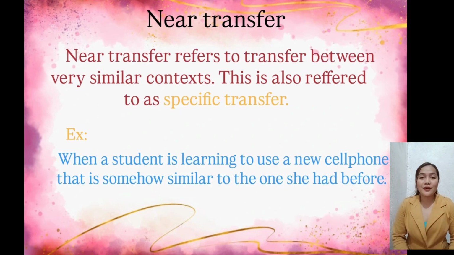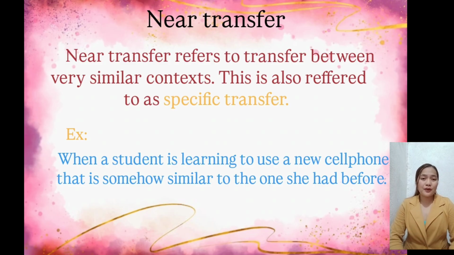So let's proceed to the third type of transfer, which is the near transfer. Near transfer refers to transfer between very similar contexts. This is also referred to as specific transfer. For example, when a student is learning to use a new cell phone that is somehow similar to the one she had before, that is near transfer. This is when you use what you learned in one situation to help you in a very similar situation. So the two situations are closely related.